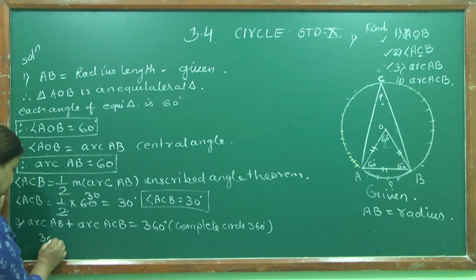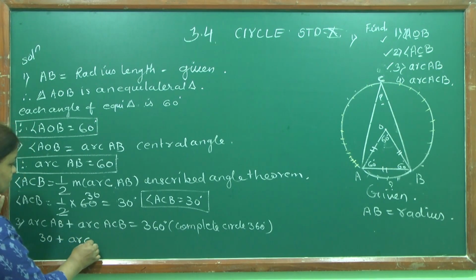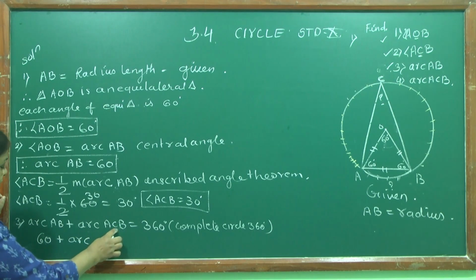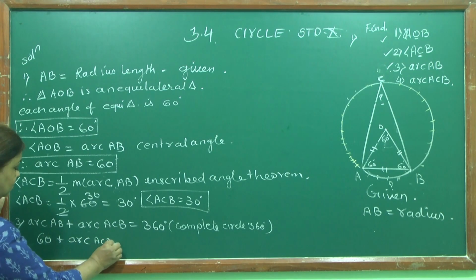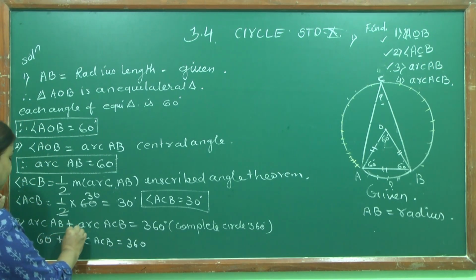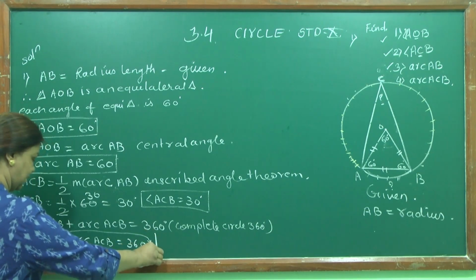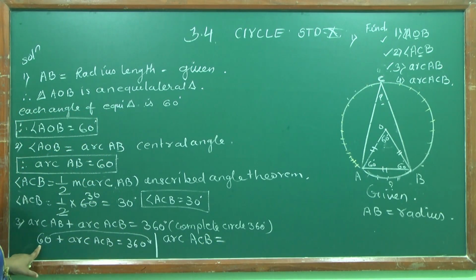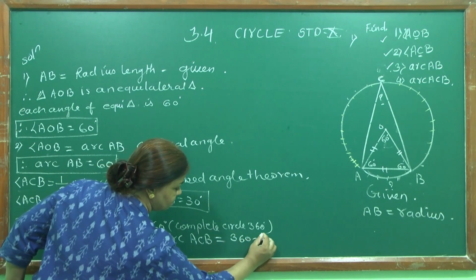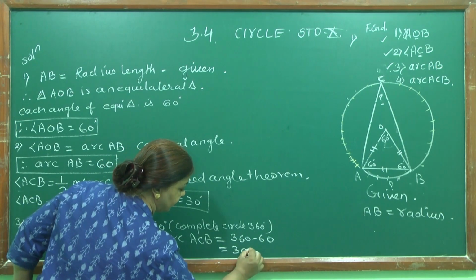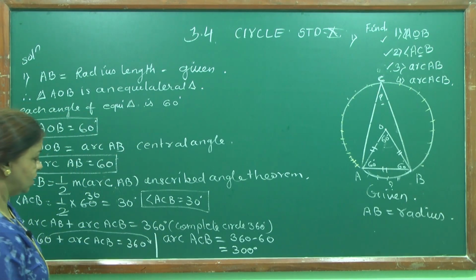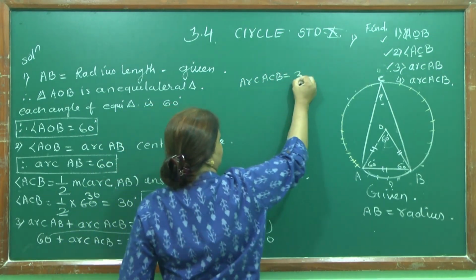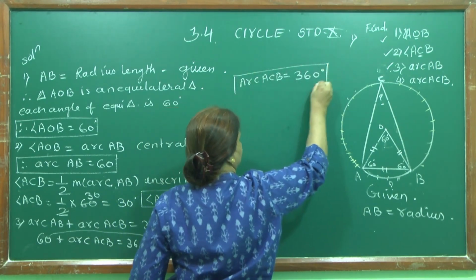We know arc AB is 60 degree. So arc AB, 60 degree, plus arc ACB is equal to 360 degree. Now I have to shift this here. So what will I get? Arc ACB is equal to 360 minus 60, which is equal to 300 degree. So arc ACB is equal to 300 degree, children. So the first sum is over.